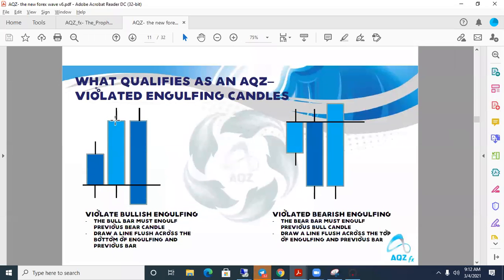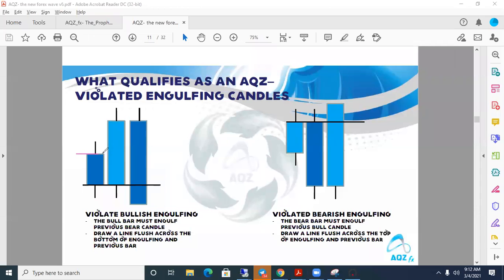Now, an engulfing candle is a take action now candle. When you have an engulfing candle, it tells you take action now. It's more or less like a buy now candle. Once in a while, the engulfing candle will get violated. So we have what we call violated engulfing candles. This was a bullish engulfing candle.